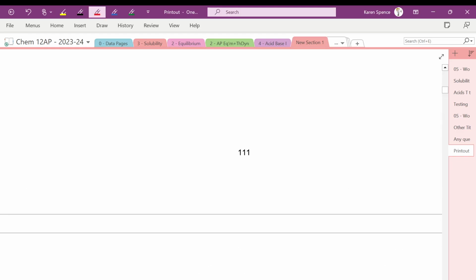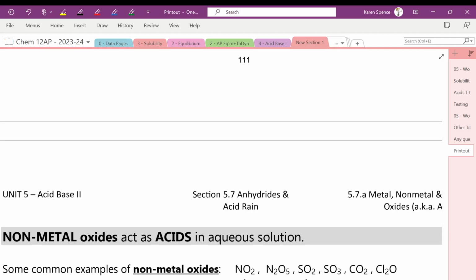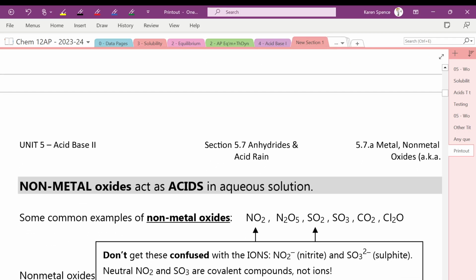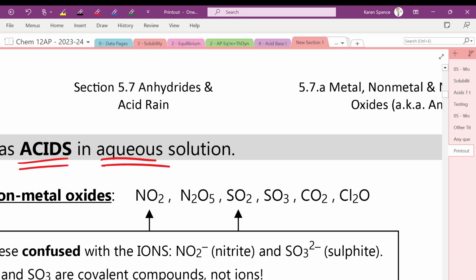Now, can you guess? Metal oxides are basic. What do you think non-metal oxides are? Metal oxides, basic. Everybody should answer me. Non-metal oxides? Acidic. Thank you. Non-metal oxides act as acids in aqueous solution. So here are some common non-metal oxides: NO2, N2O5, SO2, SO3, CO2, Cl2O.